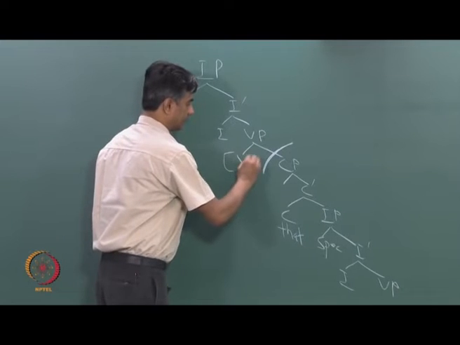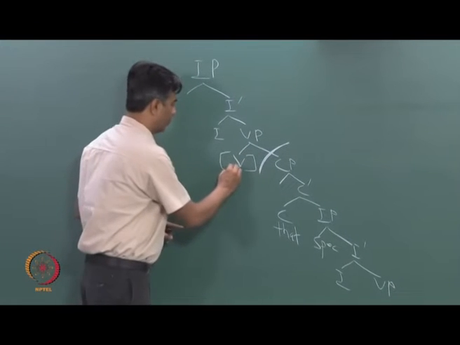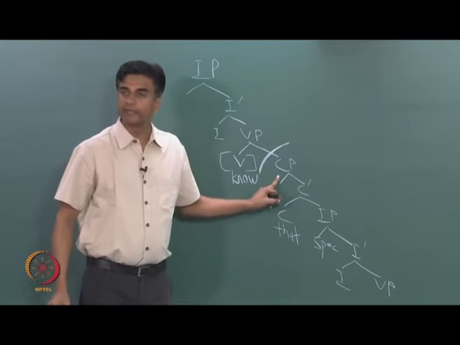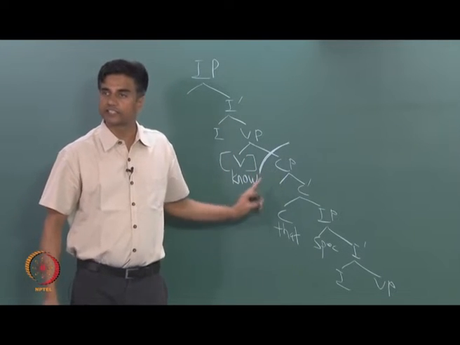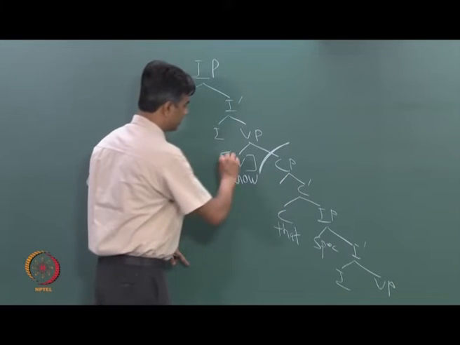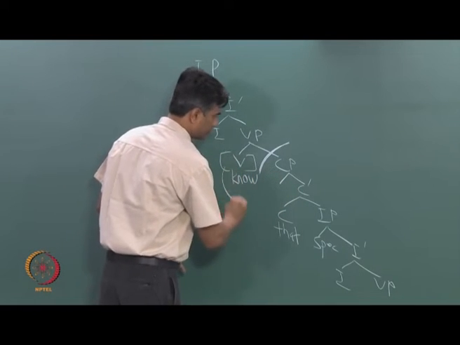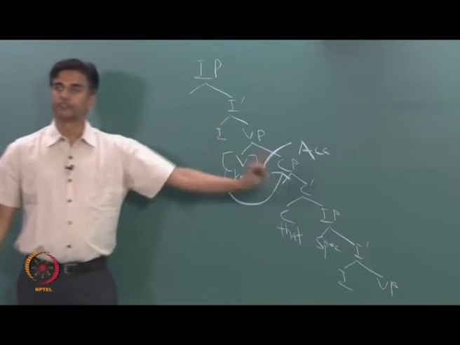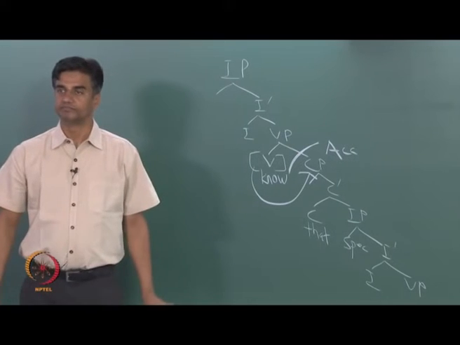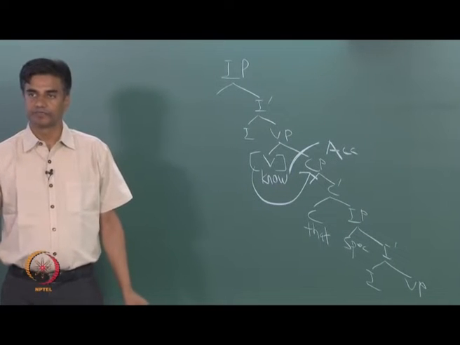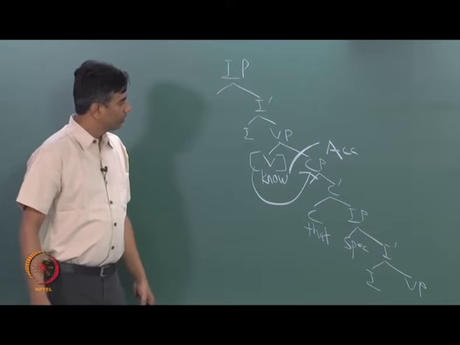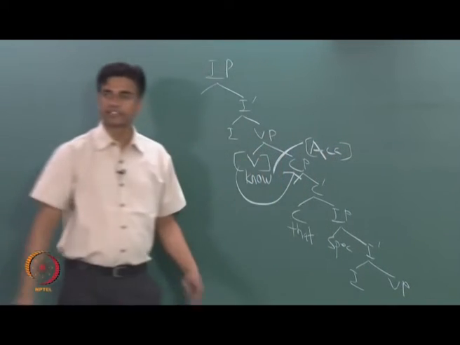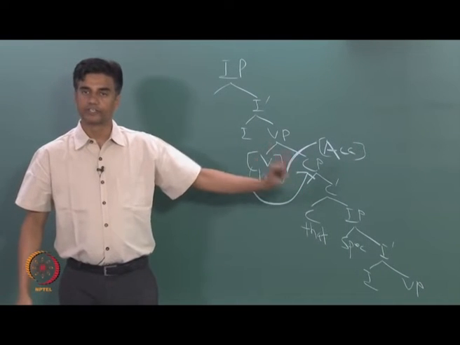This V as a head, which is know, takes the whole CP as a complement, and it needs to assign its accusative case, which it does through the notion of C-command, and it assigns accusative case to the CP. It's done. Okay? Now, the point is, case assignment is satisfied. There is no issue here.